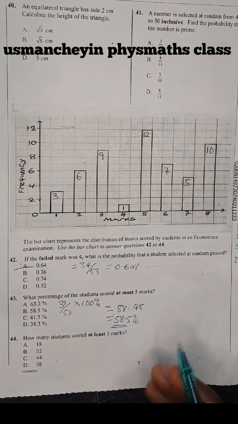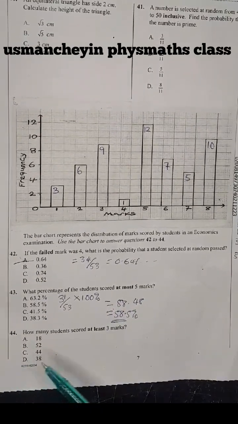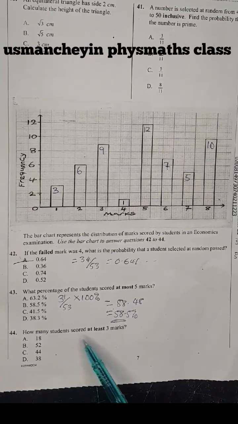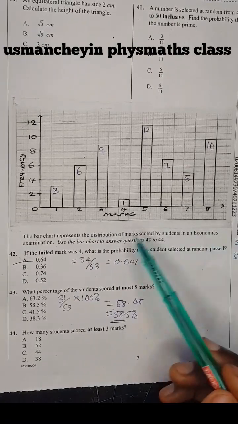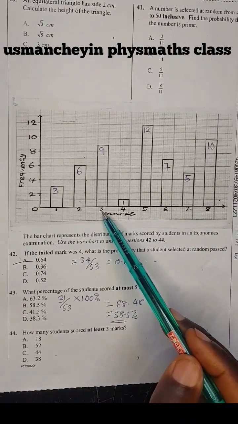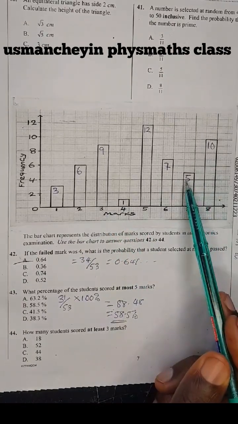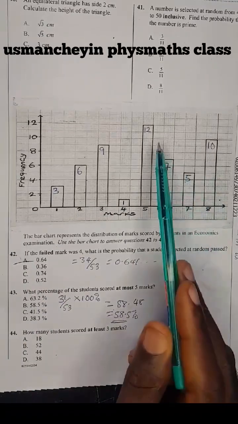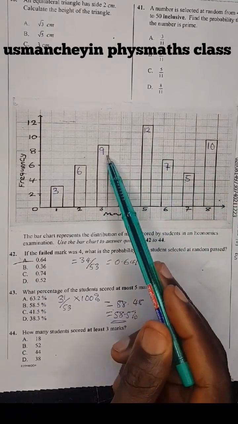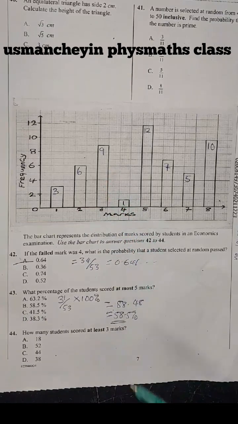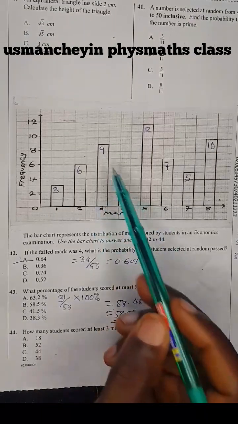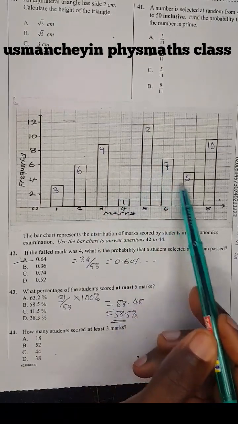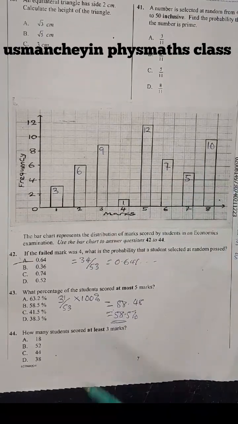Now, going to the last question, which is question 44. How many students scored at least 3 marks? Those students that scored at least 3 marks should be from 10, 5, 7, 12, 1, and 9. These are the students that scored at least 3 marks. If you sum them up, plus 5 plus 10, it is going to give us what?